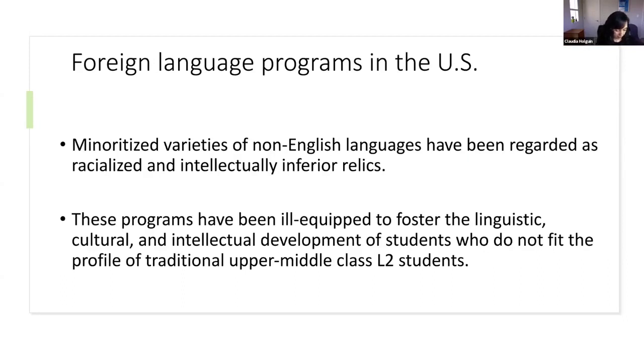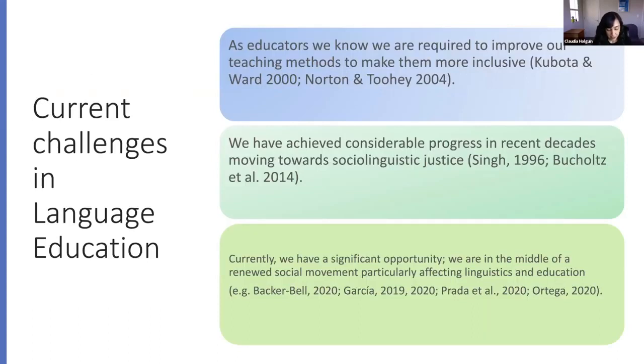Within foreign language programs in the US, minoritized varieties of non-English languages have been regarded as racialized and intellectually inferior relics. These programs have been ill-equipped to foster the linguistic, cultural, and intellectual development of students who do not fit the profile of traditional upper middle class, considered L2 students in many programs, right? Currently, we have many challenges in language education. As educators, we know we are required to improve our teaching methods to make them more inclusive. However, we have achieved considerable progress in recent decades, moving towards sociolinguistic justice.